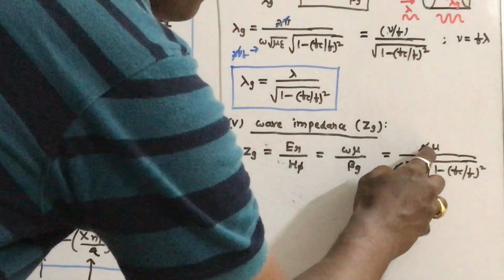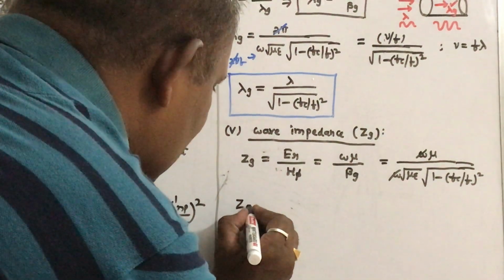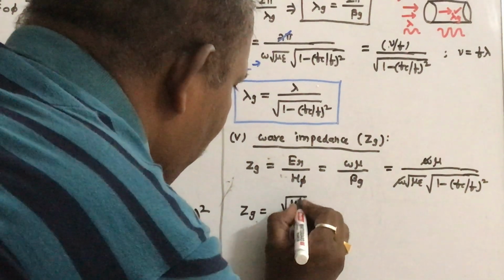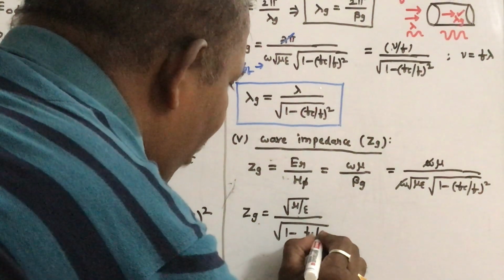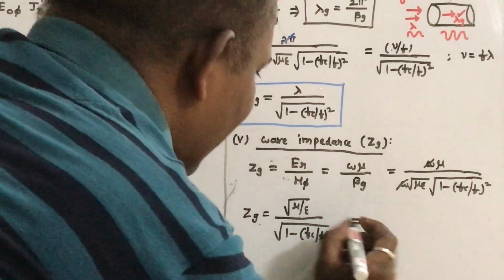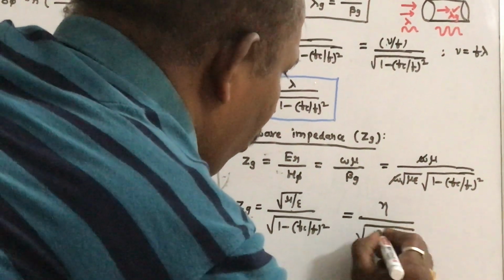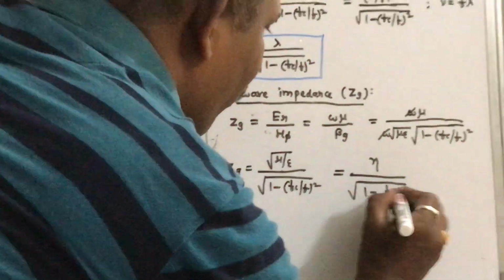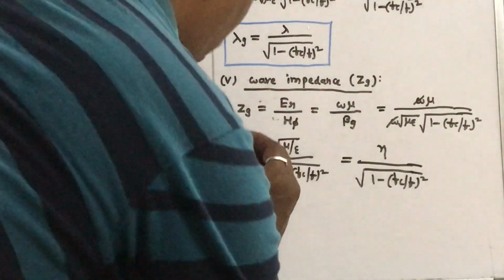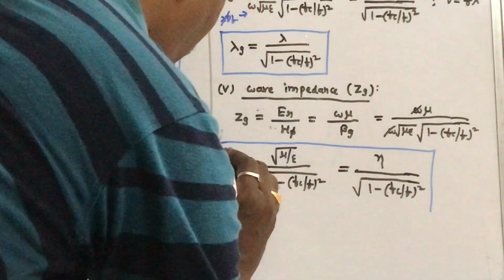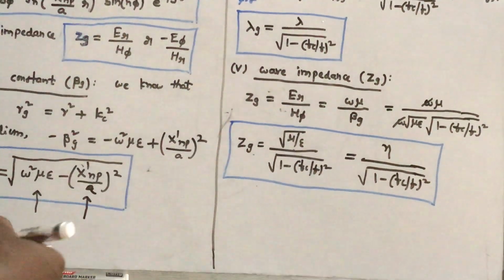In the numerator it will become square root of mu by epsilon. Therefore Zg, the wave impedance, is written as square root of mu by epsilon by square root of 1 minus fc by f whole square. Square root of mu by epsilon is written as eta, so Zg is eta by square root of 1 minus fc by f whole square. This is another important formula we use while solving problems, the wave impedance of the wave inside the waveguide. What is eta here?